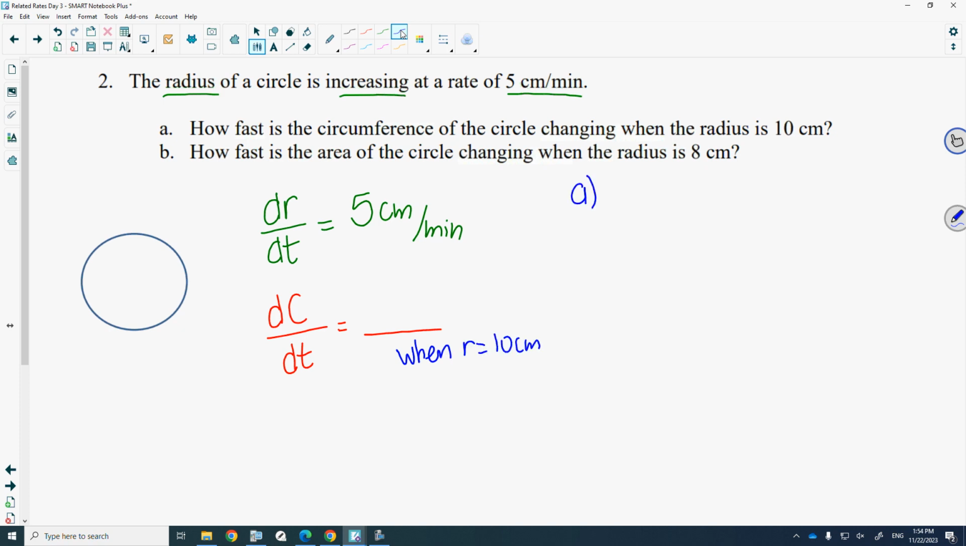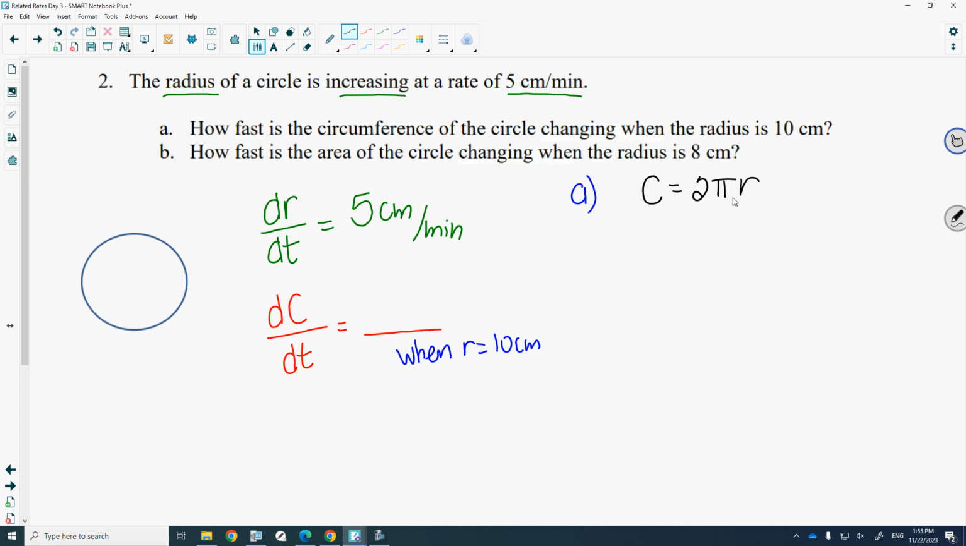Okay, so what we need to do for A is we need to have a formula that is going to relate radius and circumference. Does anybody remember? What's the circumference of a circle? Yes. So the formula that relates the circumference of a circle with the radius is C = 2 pi r. So again, come up with a formula that relates circumference with radius.